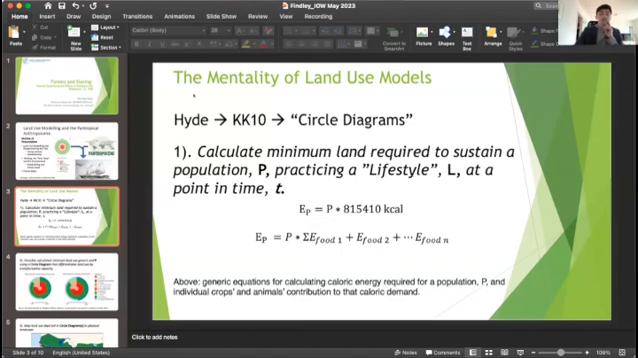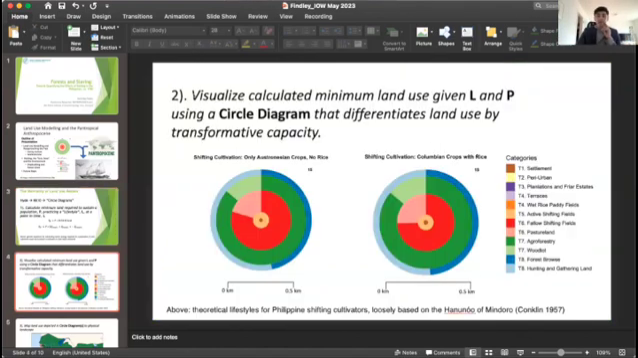And I will discuss next how we visualize that, because once we have all those calculations, we visualize the calculated minimum land use given L and P using a circle diagram. And this circle diagram differentiates land use types by transformative capacity. In this case, what I have mapped out here are theoretical lifestyles achronologically for Philippine shifting cultivators, loosely based on the Hanunoo of Mindoro, which were very famously studied by Harold Conklin.